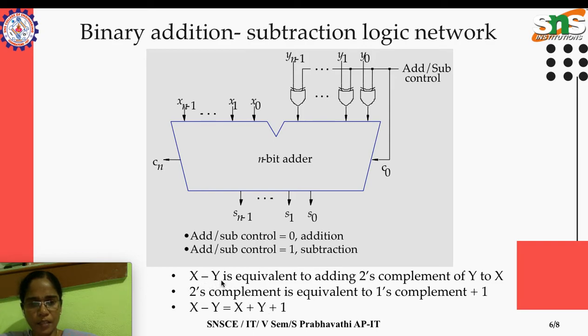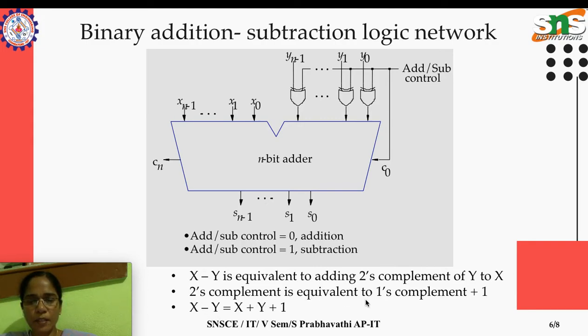So x minus y is a subtraction. This x minus y is nothing but adding the 2's complement of y to x. So take the 2's complement of y and add it to x. Normally we are performing the addition operation, but before that we are converting the given number y into minus y, as the 2's complement representation, then performing the addition.